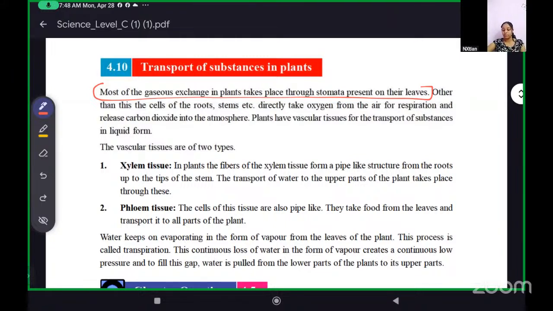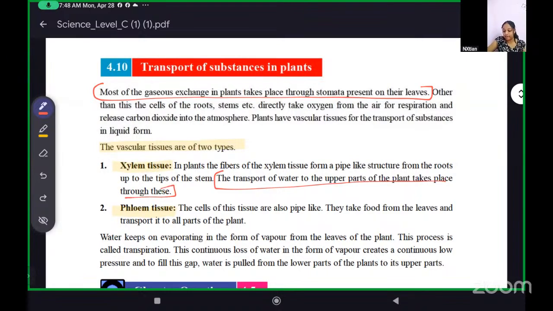Okay, now when talking about food and water, they have two types of vascular tissues that do this work. They are known as xylem and phloem. First is the xylem tissue. In plants, the fibers of the xylem tissue form a pipe-like structure from the roots up to the tips of the stem. Its main function is the transport of water to the upper parts of the plant.